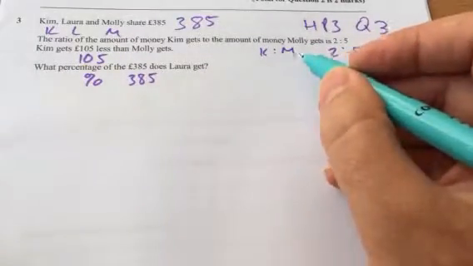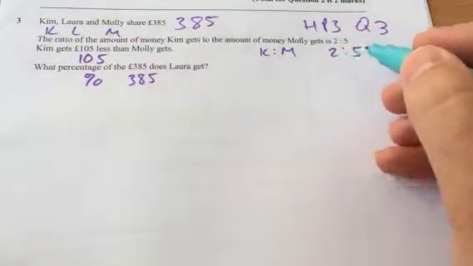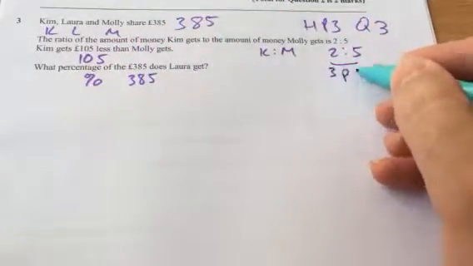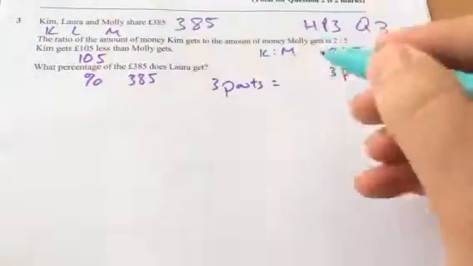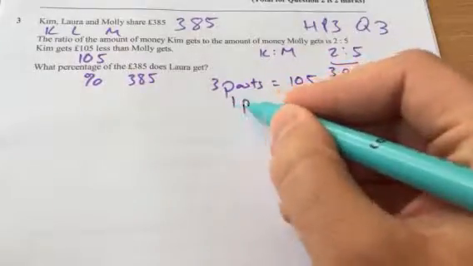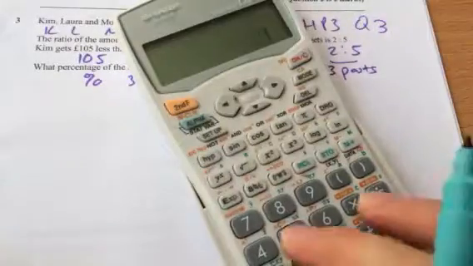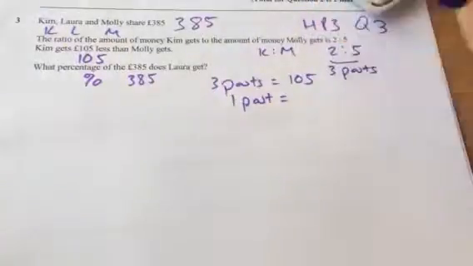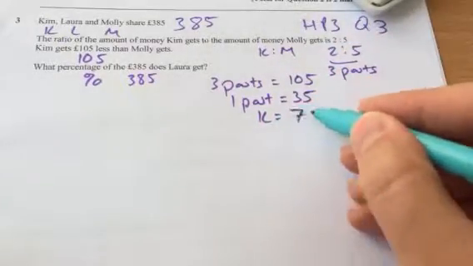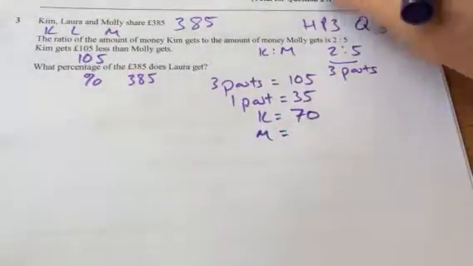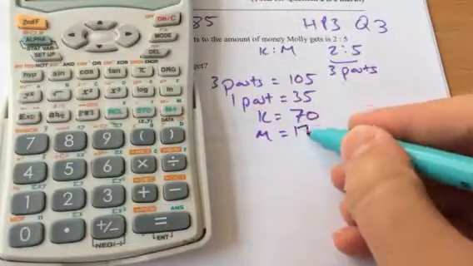So we know Kim to Molly is 2 parts to 5, and the difference is 105. But we know that the difference in parts is 3 parts. So we know 3 parts is that difference of 105. So 1 part is, and this is a calculator paper, so I can do 105 divided by 3 is 35, which means that Kim is getting 70 and Molly is getting 5 lots of that 35, which is 175.